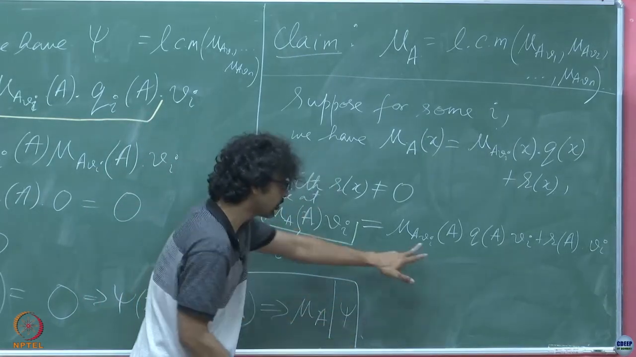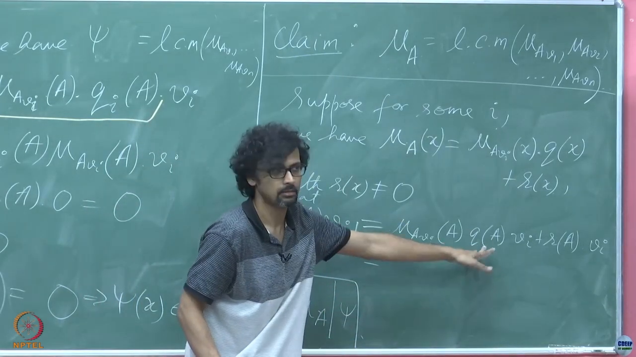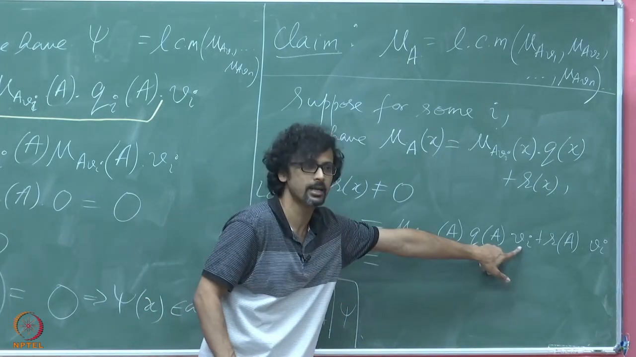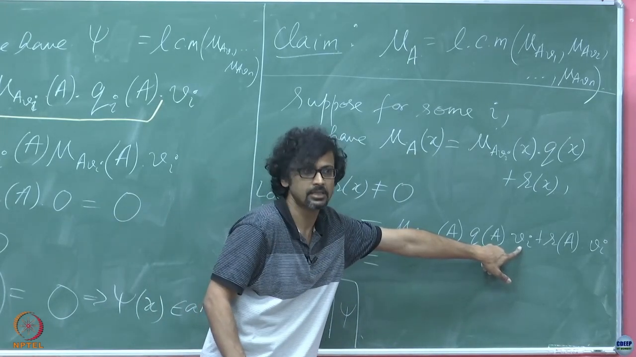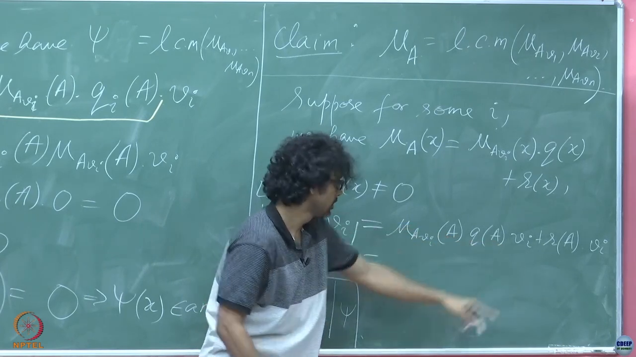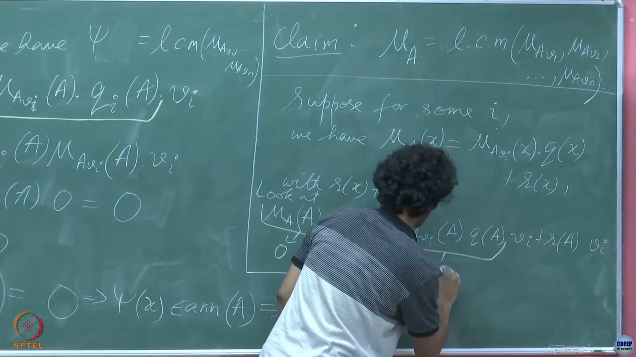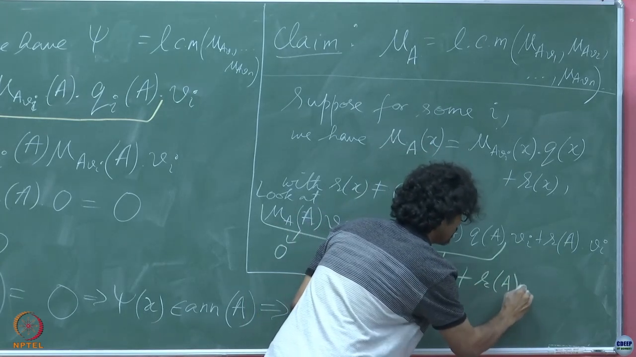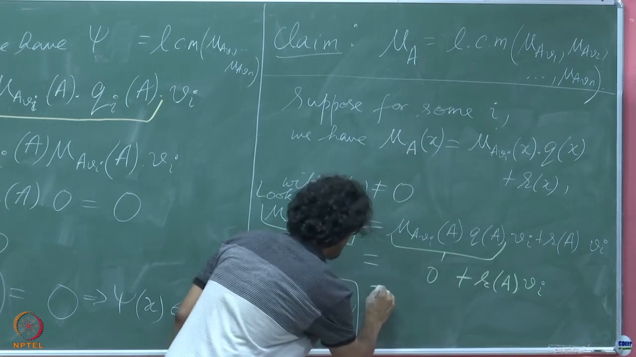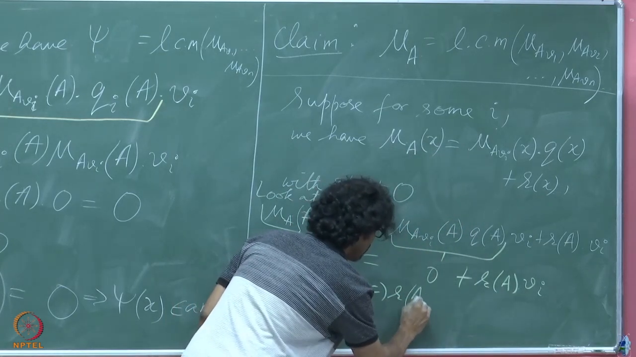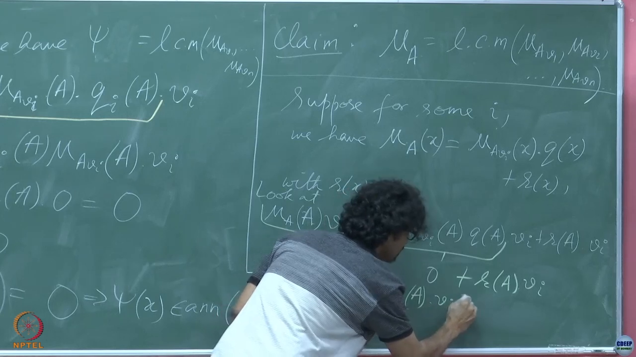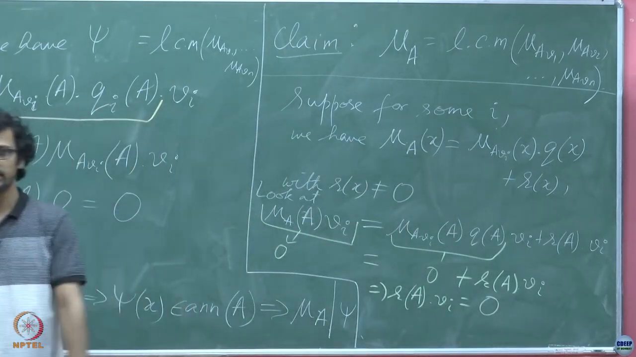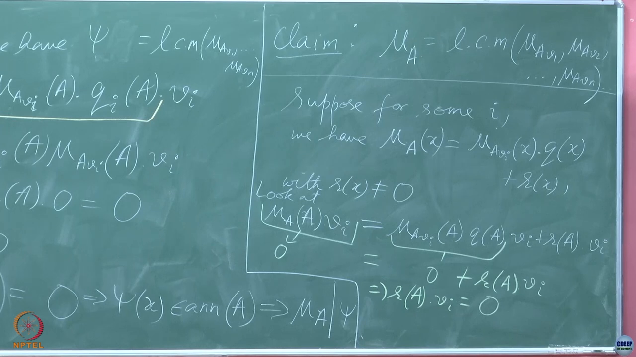What about on the right hand side? You can flip the order, and at least mu A Vi definitely pulverizes Vi. That's the way we have cooked up mu A Vi, haven't we? So this term is also going to be 0 plus R of A Vi, which means that R of A acting on Vi pulverizes it. But is that a contradiction or not? I'm saying we already have a contradiction.